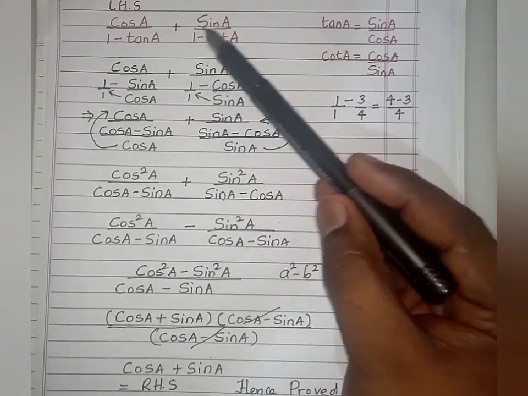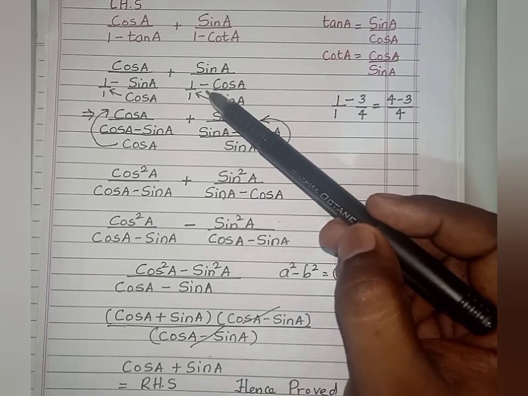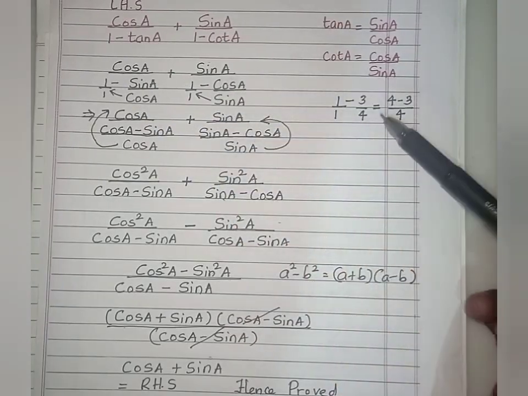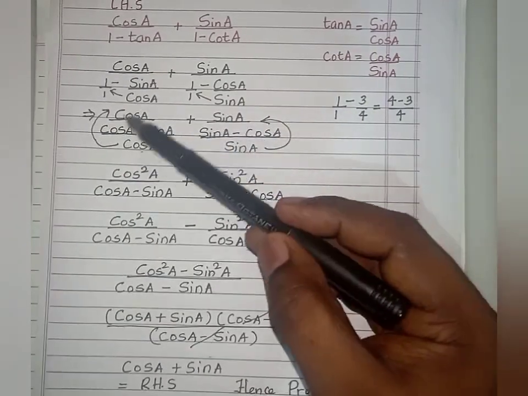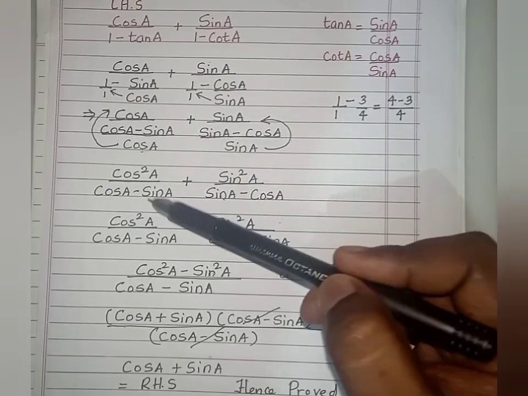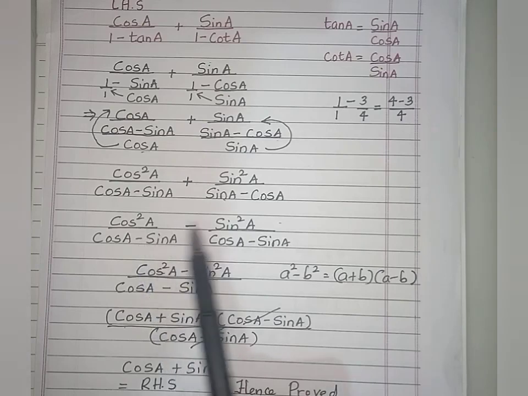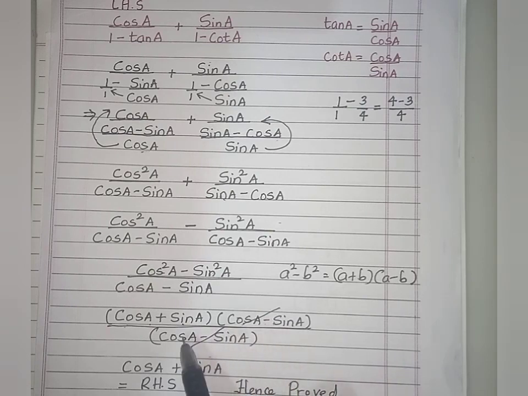Now we'll do a small recap. Write down tan and cot as sin A by cos A and cos A by sin A, and take the LCM. After taking the LCM, multiply the numerator and denominator of the fraction. So you'll get cos square A and sin square A, and you have to make the denominators same. To make the denominators same, I'll take the minus sign common. Then you have to apply the a square minus b square formula. Then cancellation, and the remaining term is the required RHS.